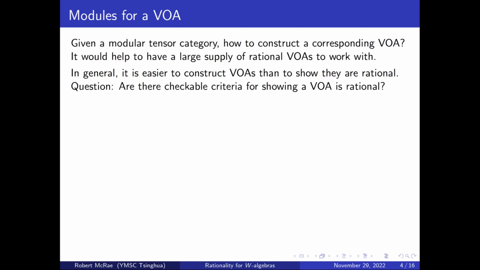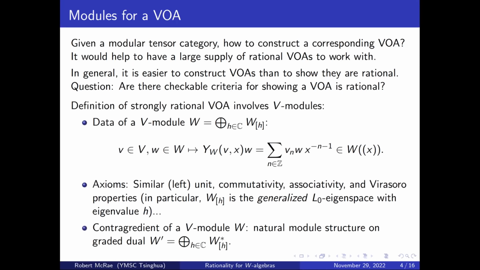So the question is whether there's some checkable criteria for showing that a vertex operator algebra is rational. So far I haven't really given the definition of a rational VOA. Before I do that, I should say something about modules for vertex operator algebras.